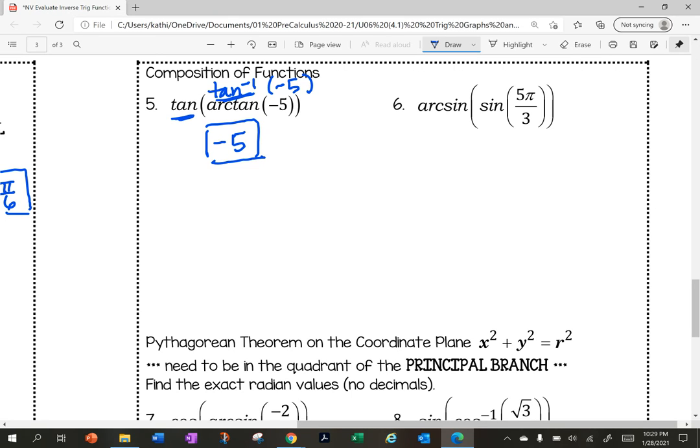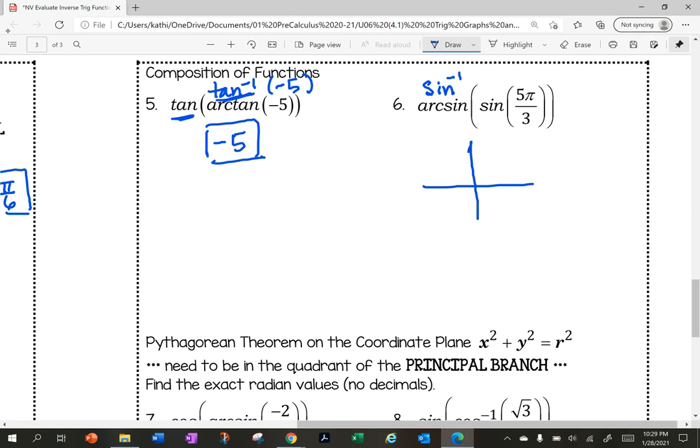Okay, let's do example 6. Arc sine of sine of 5 pi divided by 3. So this is another way of saying sine inverse of sine. So I have the function and the inverse. The order doesn't matter. Now I want to make sure my answer is in the primary branch.